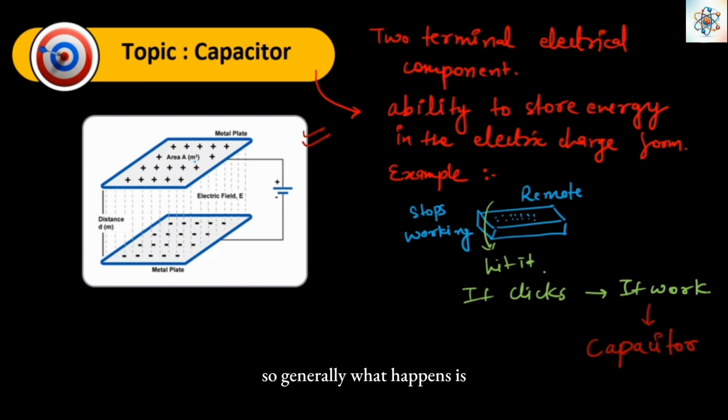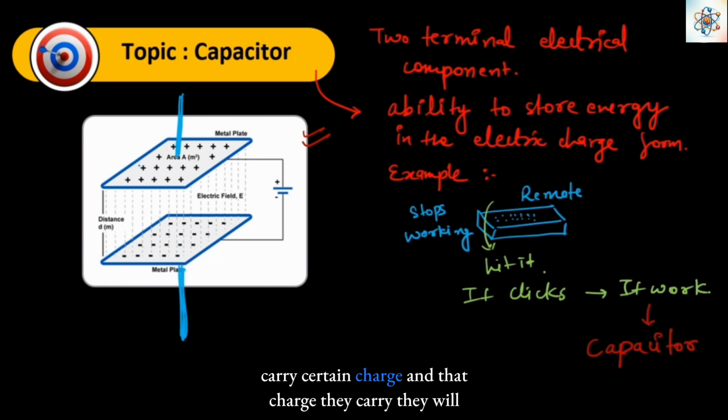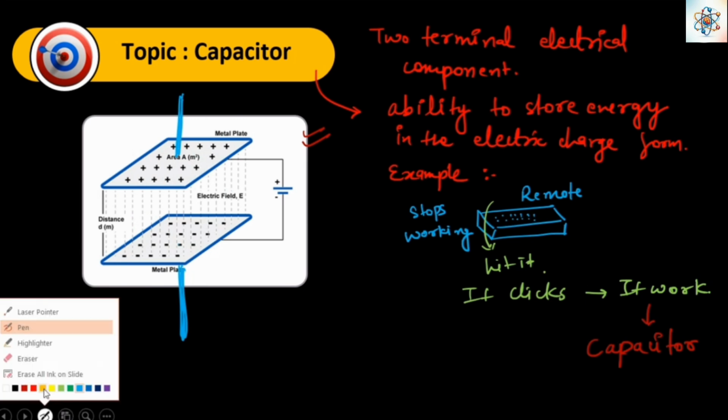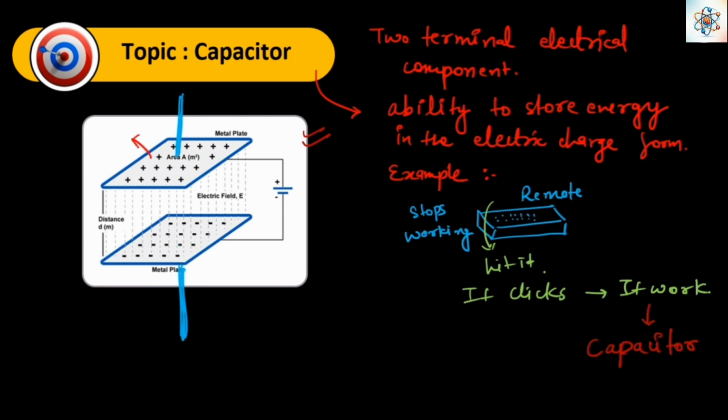Generally, these two plates of the capacitor carry certain charge. One has positive Q and the other has negative Q. Equal charge, but of different nature.